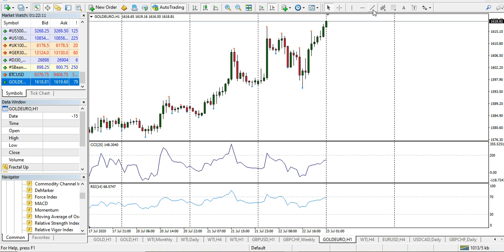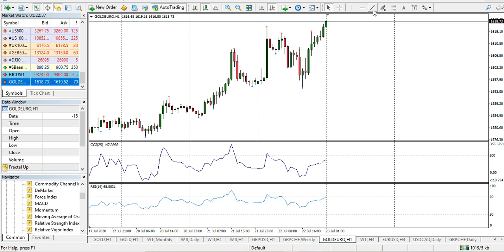Okay, and you will see that divergence really gives you very good entry points into the market, and you can always find them all over. Now, before us, I have the gold versus the euro. I'm going to be using this as an example. And I also have both the CCI indicator and the RSI indicator.